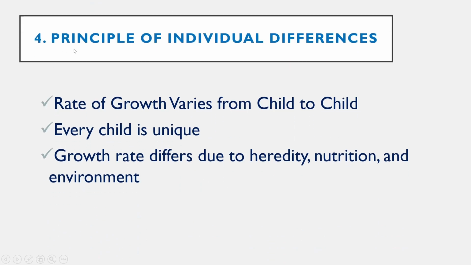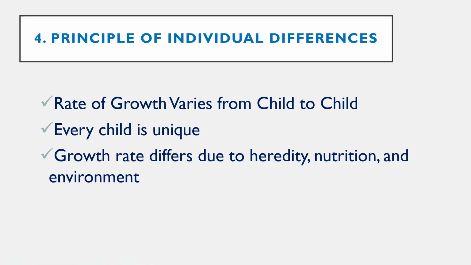Now, the fourth is the principle of individual differences. Rate of growth varies from child to child. Every child is unique. Growth rate differs due to heredity, nutrition, and environment. So this is the principle of individual differences. It states that every child is unique, and even if two children are of the same age, their development may not be the same.